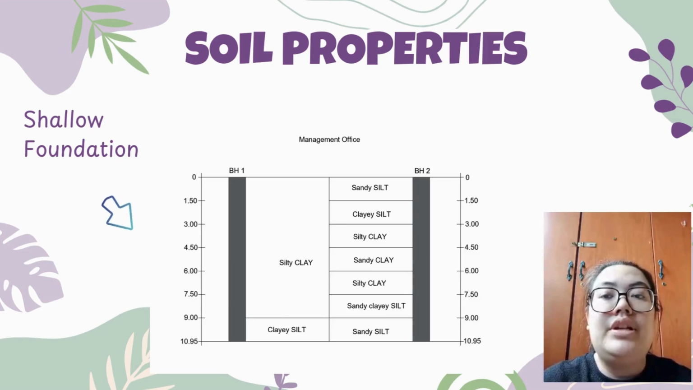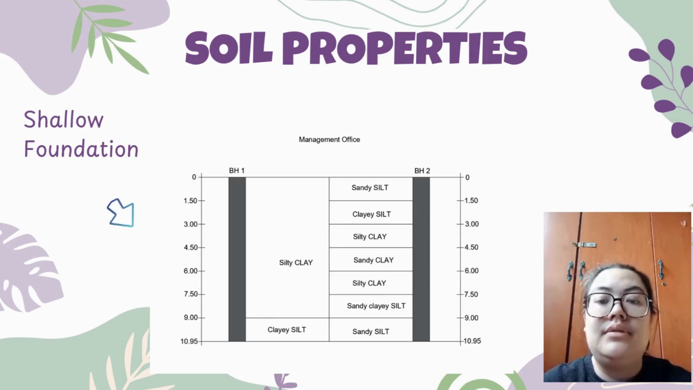For the shallow foundation, the shear strength influences the coefficient and impacts the foundation settlement and rotation, and the moisture content is also important, as higher moisture can weaken the soil and lead to excessive settlement.